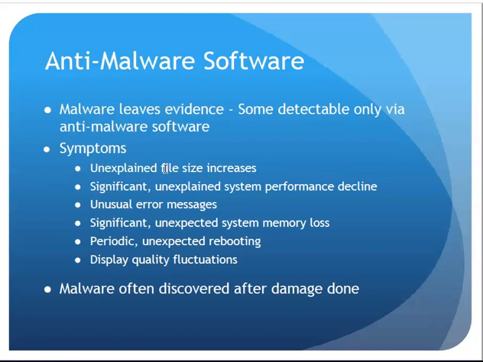Malware leaves evidence, some detectable only via anti-malware software. And some symptoms are things like these. They give you a whole bunch here. And some of you might have even had these things happen to your own systems. I've had a few of these happen to me over the years as well. Sometimes rebooting, sometimes I've had display fluctuations as well. Unusual error messages, yeah. So unexplained file sizes, significant unexplained system performance issues, unusual error messages, unexpected system memory loss, unexpected rebooting, display fluctuations.